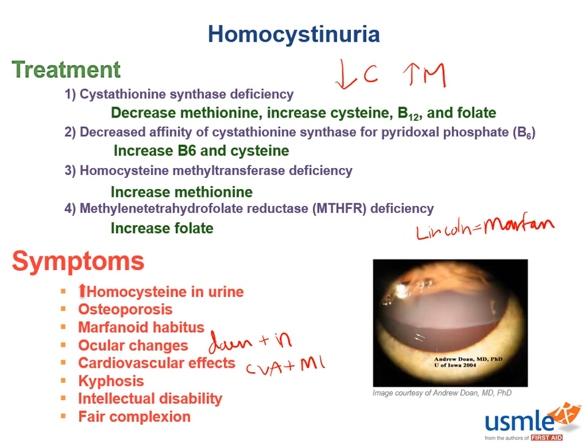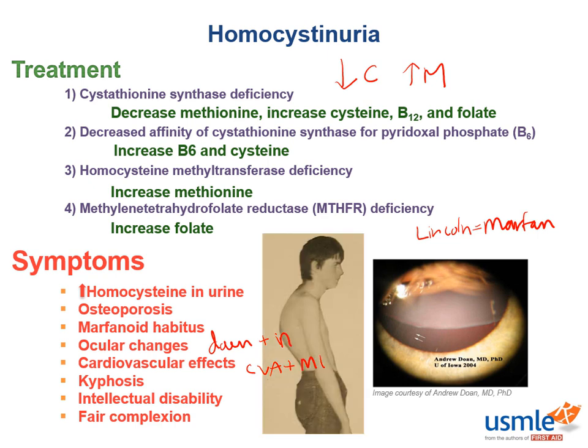Here we see a dislocation or subluxation of the lenses, just in case you haven't seen what it looks like before. And here's a photo of kyphosis, which is an abnormally rounded upper back, not to get confused with scoliosis, which is lateral spinal curvature.